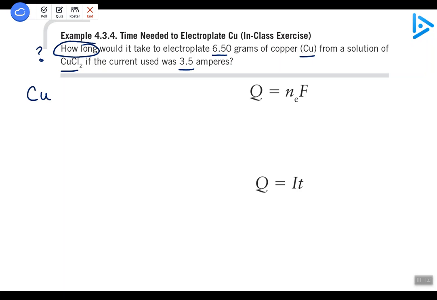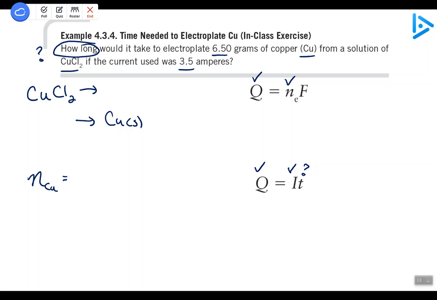Well, I have a solution of copper 2 chloride. It's going to dissolve. Something in that solution is going to let me make copper solid. If I can figure out the number of moles of copper in 6.5 grams, from that, I can figure out the number of moles of electrons required to get me to that 6.5 grams. From moles of electrons, I can figure out charge. From charge, given current, I can solve for time. That's my roadmap. So let's start by calculating the number of moles of copper.